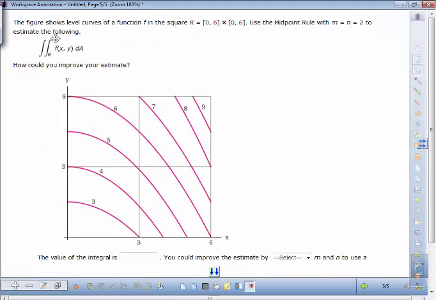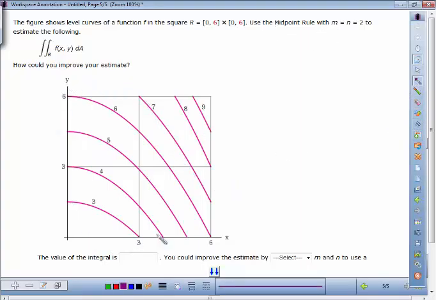The figure shows level curves of functions in the square of 6 by 6. Using the midpoint rule where m is equal to 2 and n is equal to 2 to estimate the following integral. Do we have an integral function here? Oh, I guess we don't have, we're given this. Midpoint. So the midpoint rule, what we want to do is find the midpoint for each of these things. The grid's already set up for us. So between 0 and 6, 0 and 6, you partition it by 2. So it goes 0, 3, 3 to 6, 0, 3, and 3 to 6. And for each of these, what we have to do is find the midpoint.